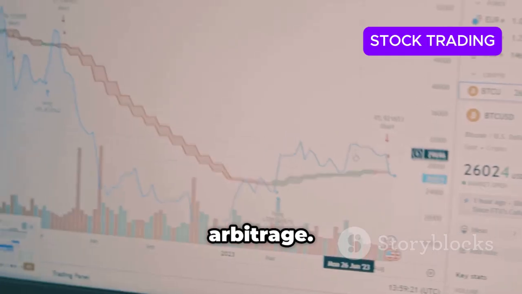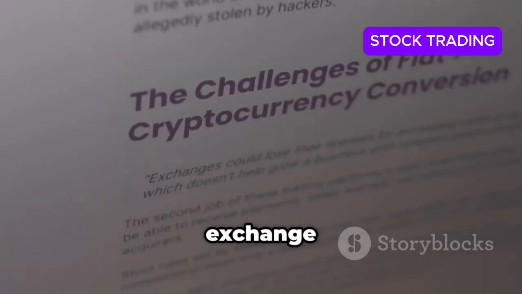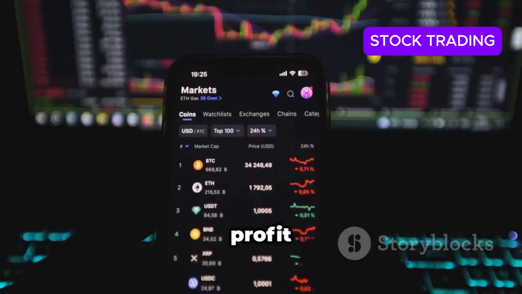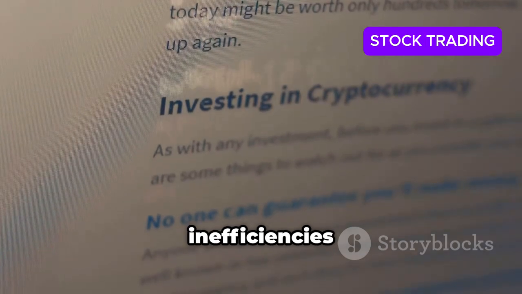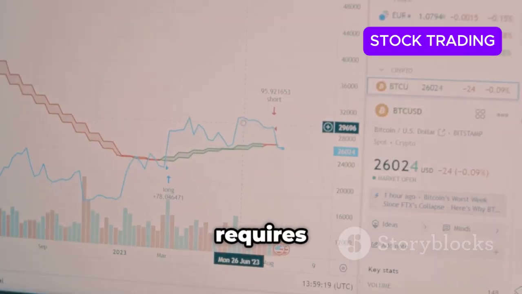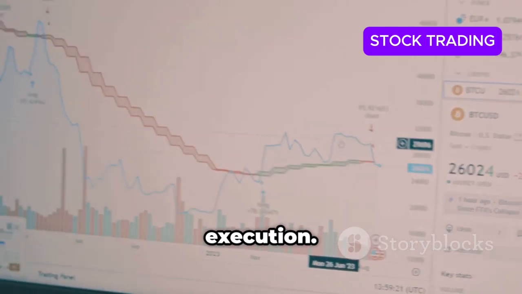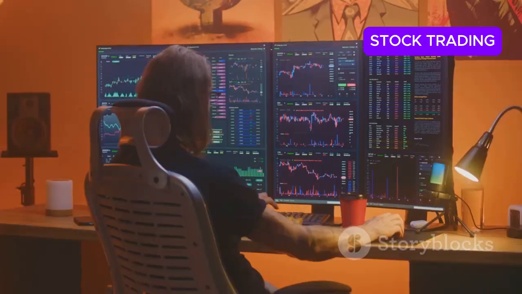This is arbitrage. Crypto arbitrage is similar. You buy cryptocurrency on one exchange, then you sell it on another exchange for a higher price. The profit is the difference in price. This strategy exploits price inefficiencies in the market. Crypto arbitrage can be profitable, but it requires careful planning and execution. It also carries certain risks that traders need to understand.